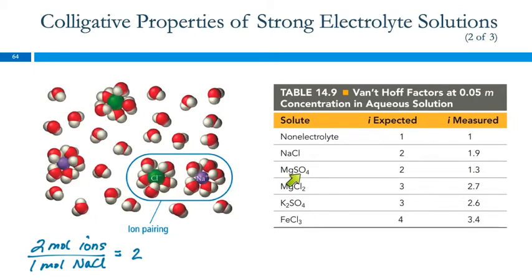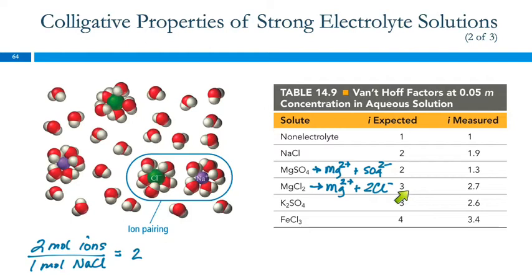Magnesium sulfate, that would go into 2 ions. Let's maybe write those out here. So when this dissolves, I get magnesium ions and sulfate ions. 2 ions. So I expect that I'd have a Van 't Hoff factor of 2. For this one, it's only 1.3. Magnesium chloride, when that dissolves, I get a magnesium ion and 2 chloride ions, so 3 particles for every formula unit.